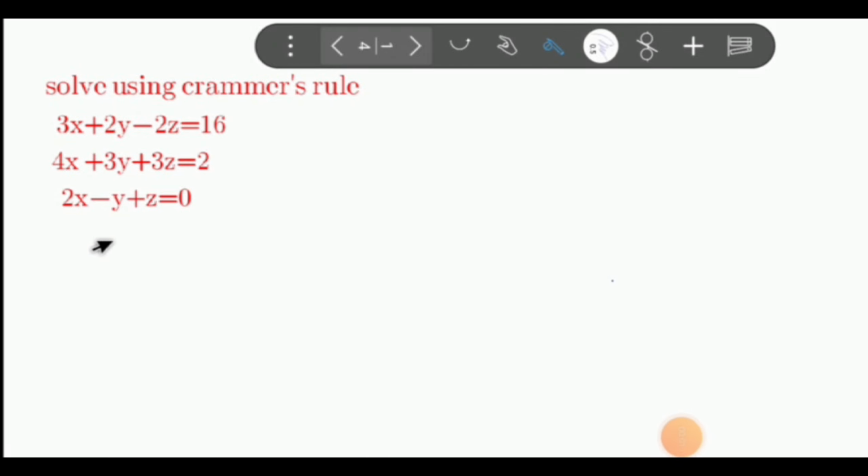So viewers, good evening. I'm going to be solving this 3 by 3, these three unknown simultaneous equations using Cramer's rule. Cramer's rule is also known as the determinant method. So we'll solve it this way. I'll first of all say delta naught.